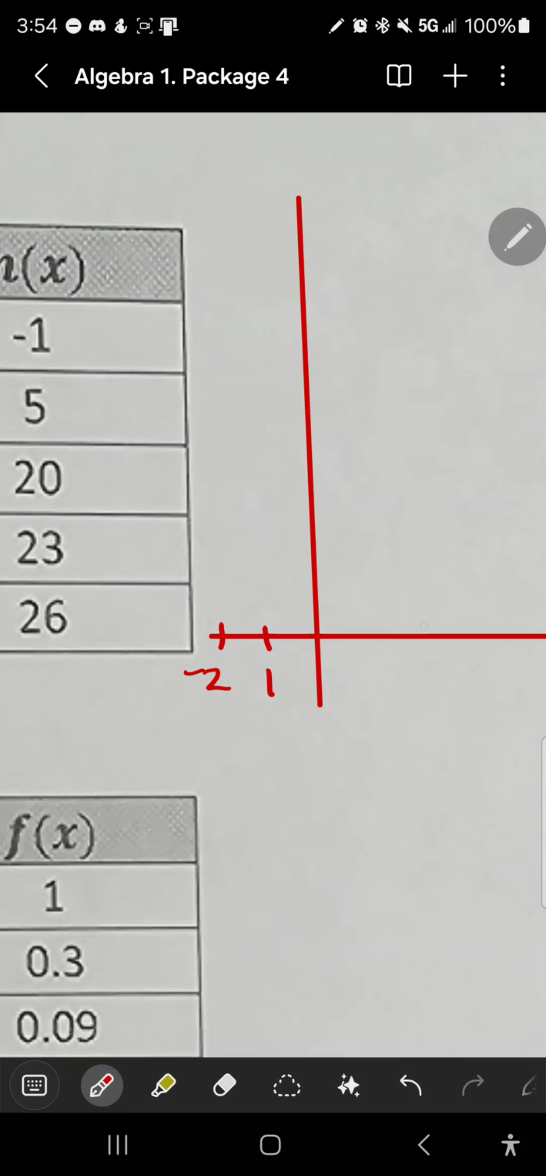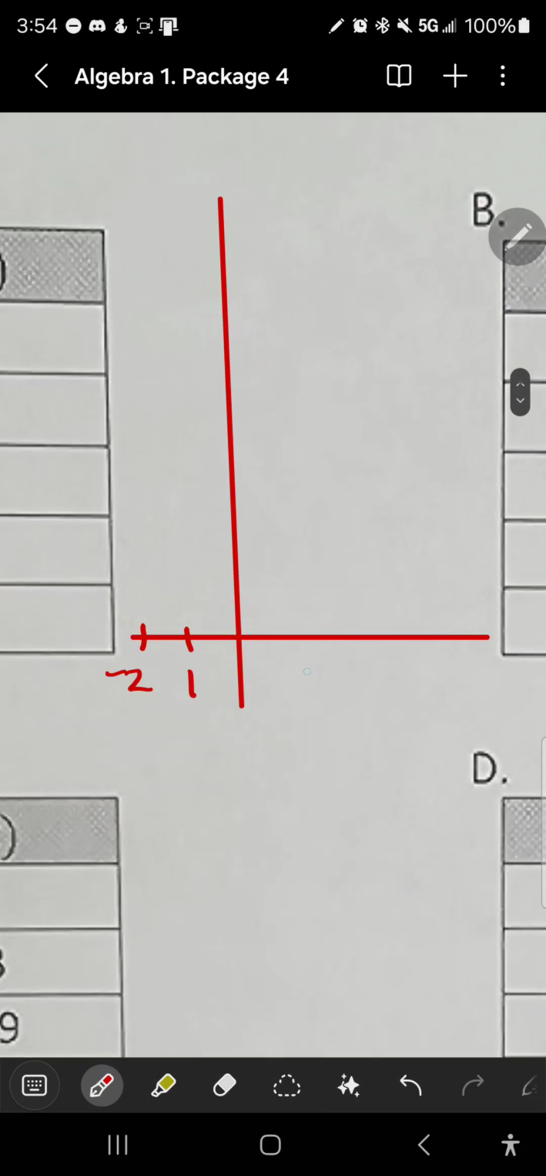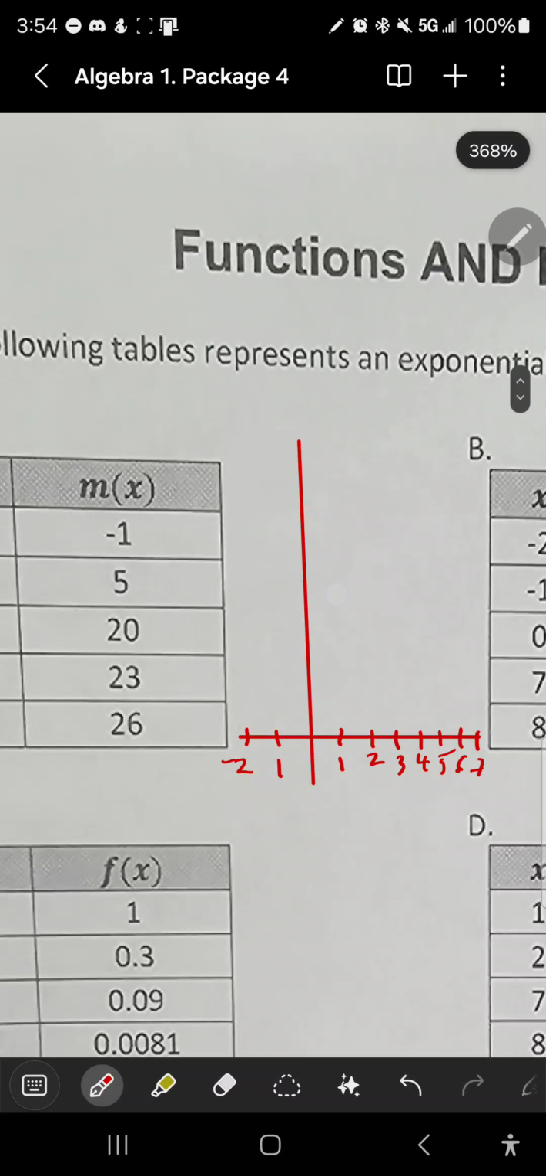So -2, -1, 1, 2, 3, 4, 5, 6, and 7. And now I'm going to go by 3, I think. So 3, 6, 9, 12, 15, 18, 21, 24, and 27.